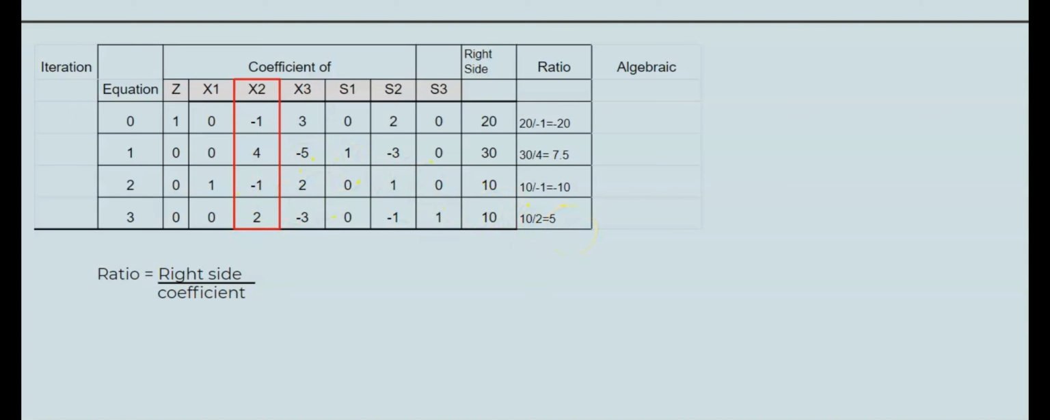So we're looking for the smallest positive number, and it looks like 5 is going to be the one. So that's going to be our pivot, it's this 2 right here. Now I need to change this though. I cannot have a 2. I need to make this into a 1, and then the rest of these guys become a 0. So how do I make this 2 into a 1?